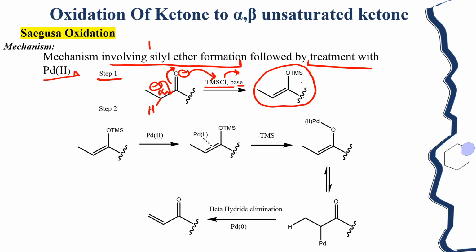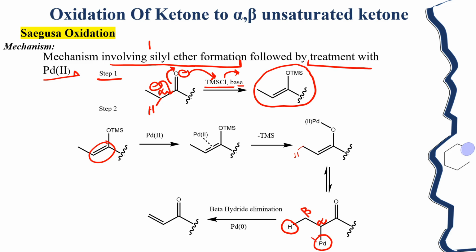Okay, now this particular silyl ether, in presence of palladium, chelates with this particular double bond, and it will form this type of intermediate, and they are in equilibrium. So when this intermediate is formed, you can find here, this is your palladium center, here is the alpha, this is the beta, and this hydrogen present here is the beta hydrogen.